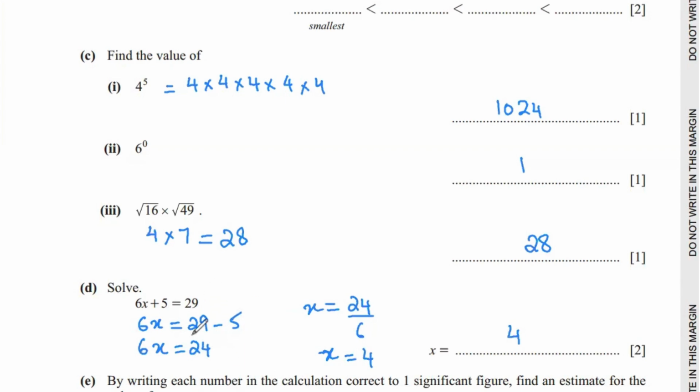That gives us 24. Now, since 6 is being multiplied to x, when you move it to the other side, it divides 24, not multiply by 24. So 24 divided by 6 gives us 4, and that's the answer.